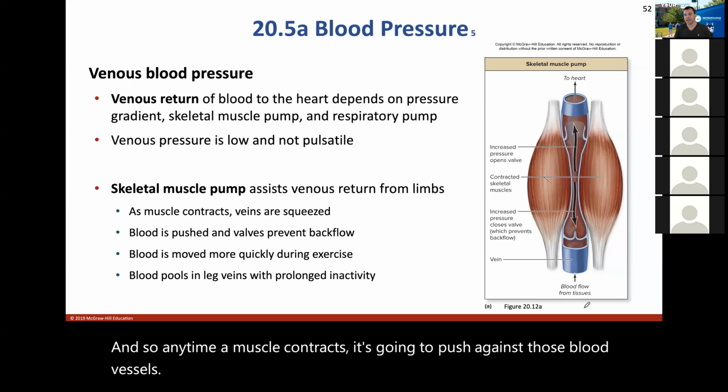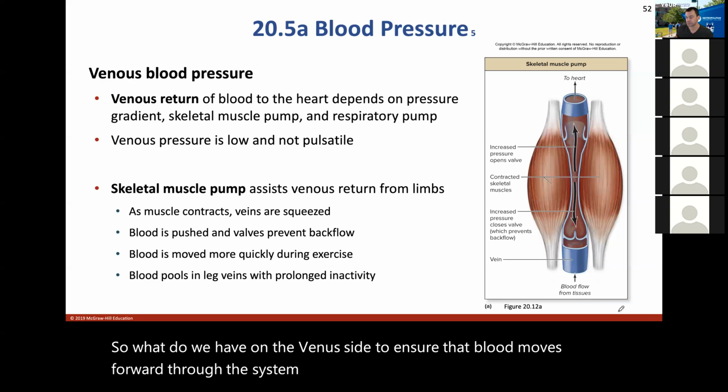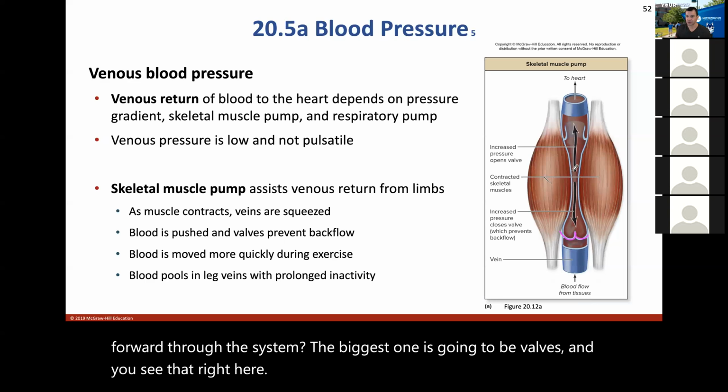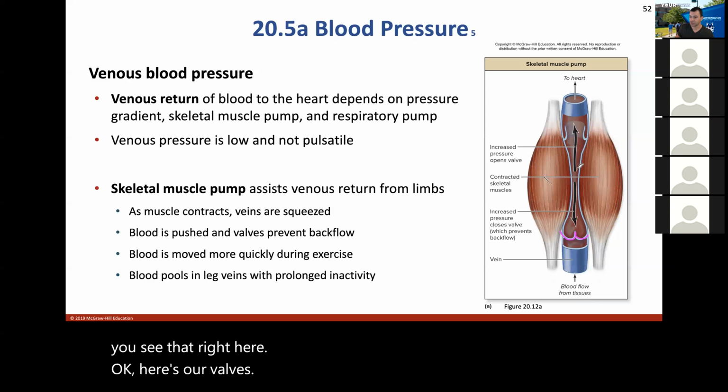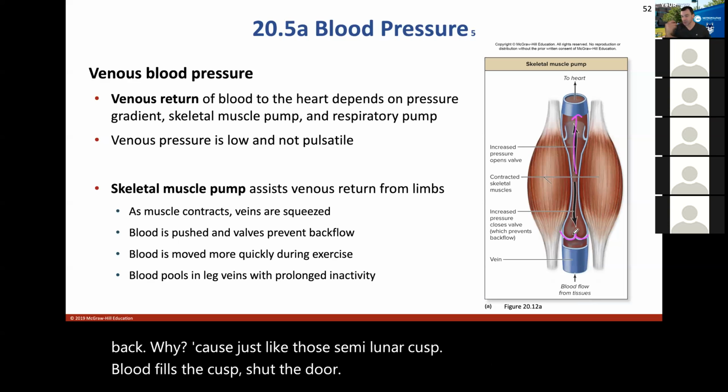So what do we have on the venous side to ensure that blood moves forward through the system? Well, the biggest one is going to be valves. And you see that right here. Okay, here's our valves. It ensures one-way flow going forward through the system, and it's not letting it go back. Why? Because just like those semilunar cusps, blood fills the cusp, shuts the door, and blood doesn't go backwards.